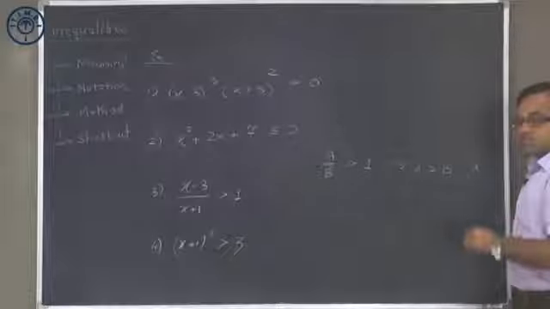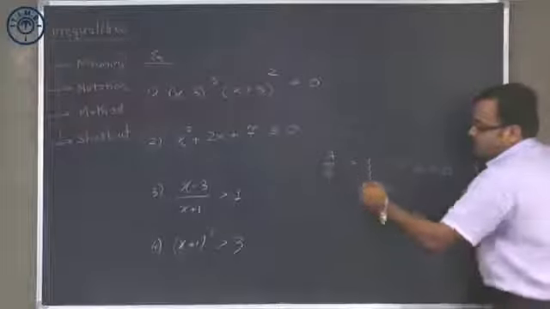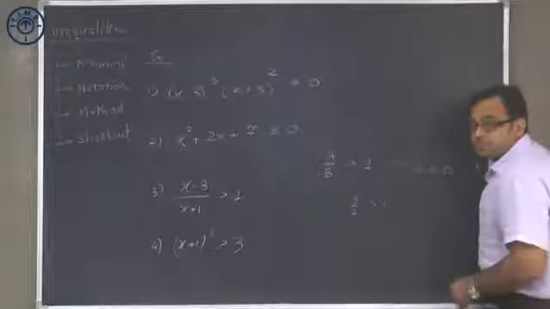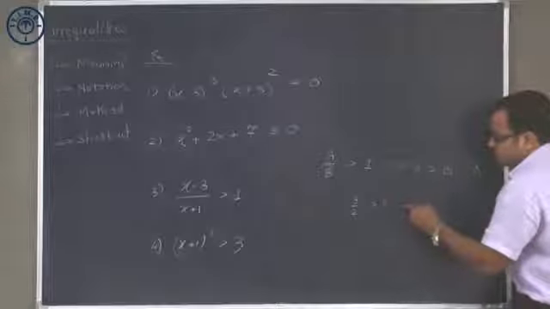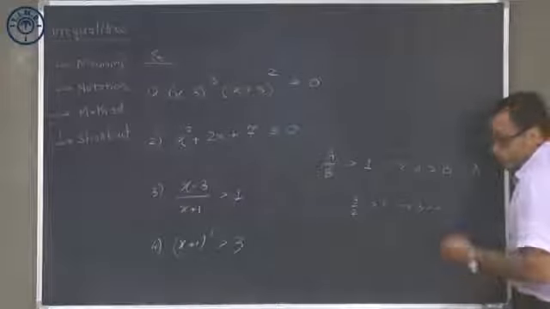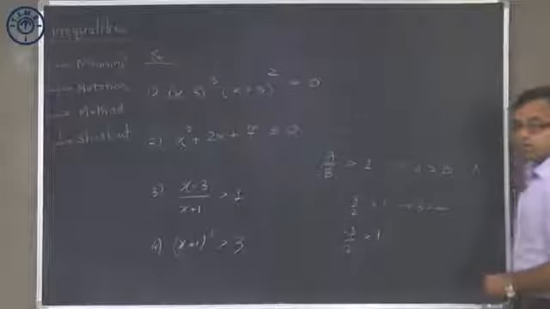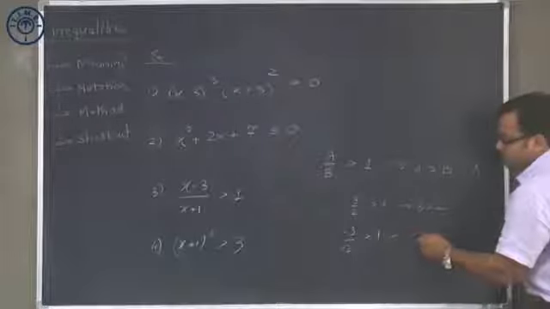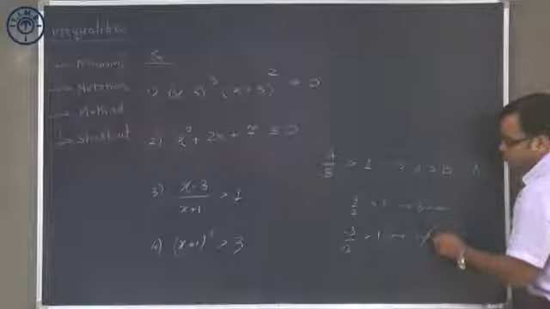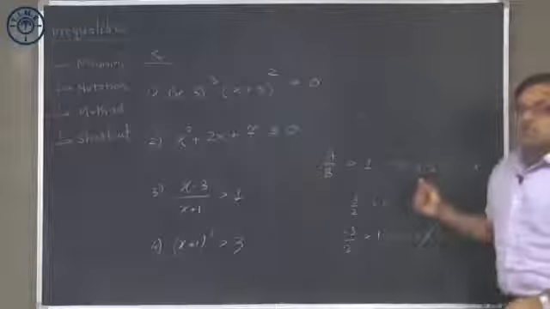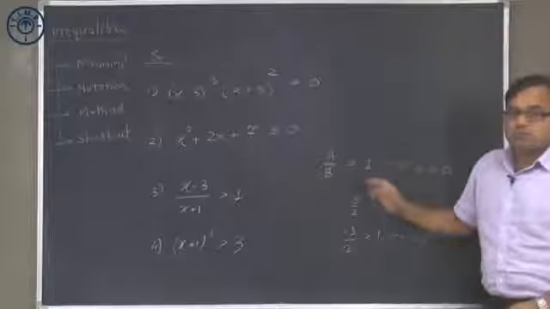It is not necessary because if I write a upon b is greater than 1, let's say 3 upon 2 is greater than 1. In this case, definitely 3 is greater than 2, but also minus 3 upon minus 2 is greater than 1, in which case minus 3 is not greater than minus 2. So therefore, on the basis of this, this cannot be said. It may be true, it may not be true.